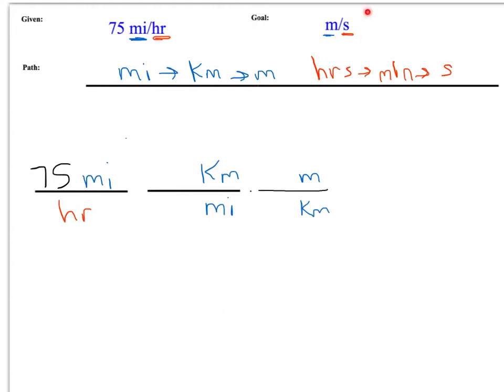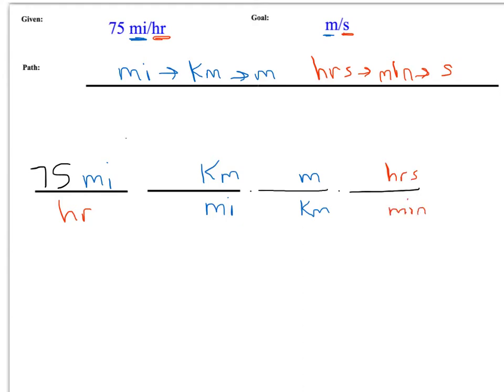But the problem is, I'm supposed to find meters per second. So I still have to convert hours to minutes to seconds. So now what you have to do is actually ignore everything in blue and just focus on what is in red. And you notice that hours is on the bottom. So I'm going to try and get rid of hours. And we know that we have to cancel top and bottom. So I'm going to put hours on the top and minutes on the bottom.